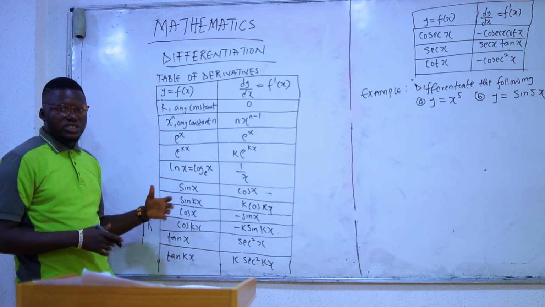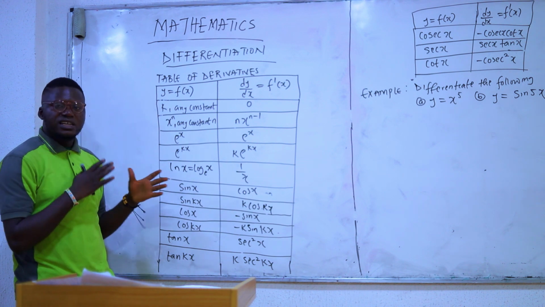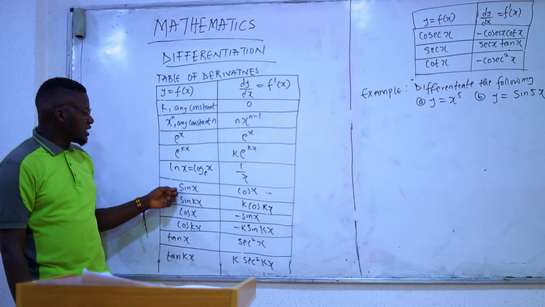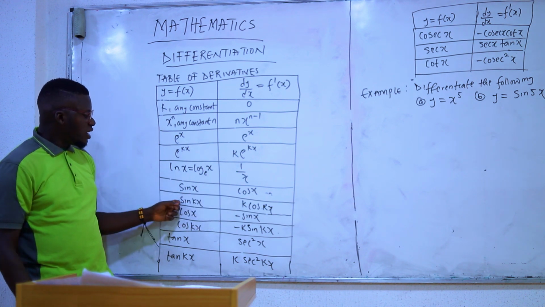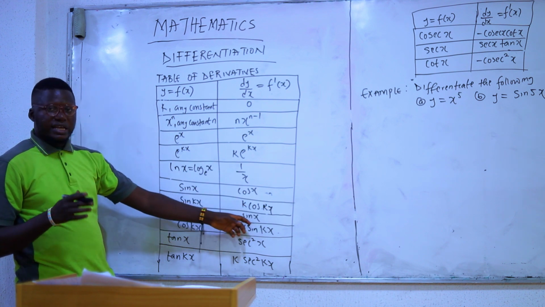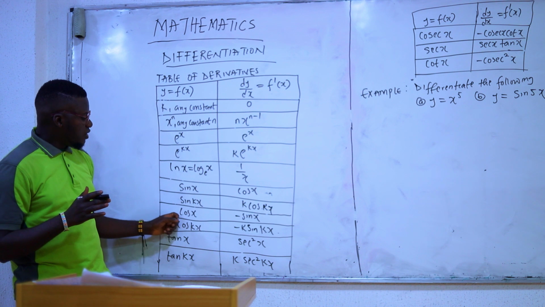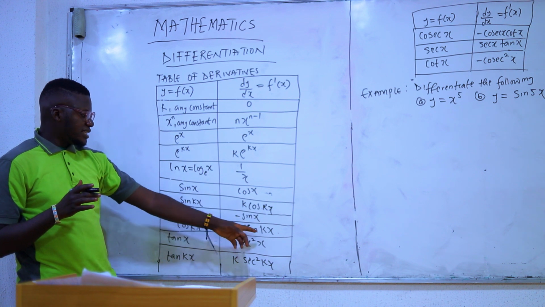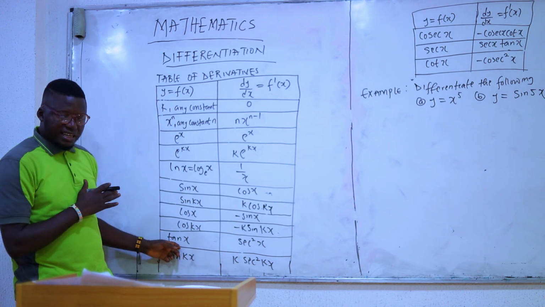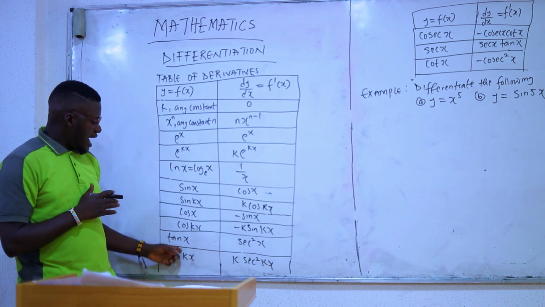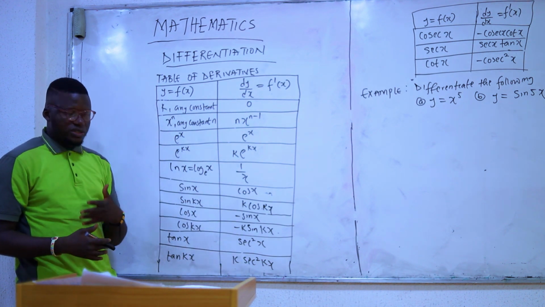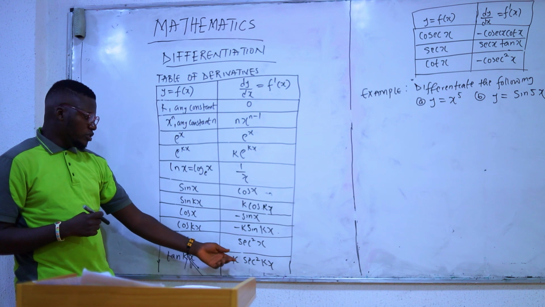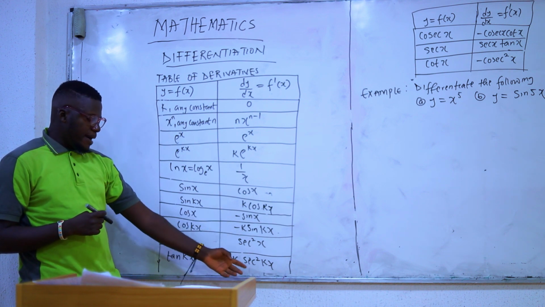Then here I have sine x, which is a trigonometric function, while ln x is a logarithmic function. For my trigonometric function, the differential of sine x is cos x. Then the differential of sine kx is k cos kx. The differential of cos x is minus sine x, and the differential of cos kx is minus k sine kx. Then tan x: the differential of tan x is sec square x, and tan x is the same thing as sine x over cos x. Then tan kx, as you all know, is k sec square kx.